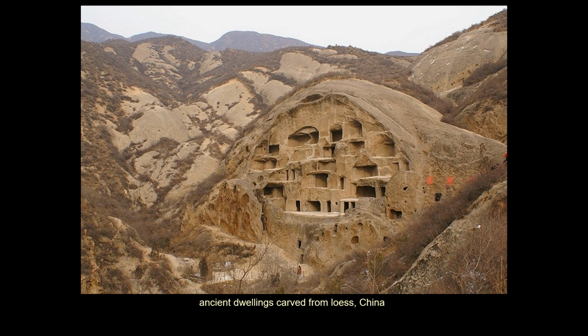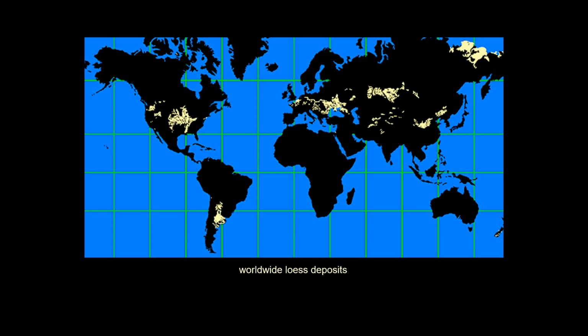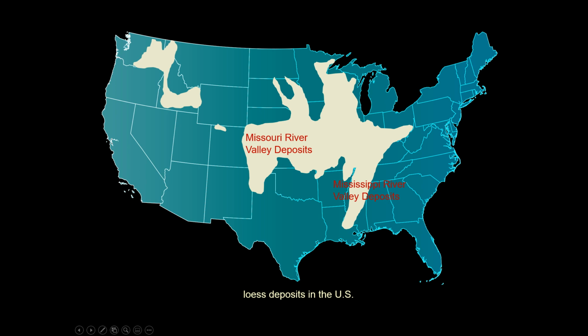Here's an ancient dwelling that was carved in loess in China. So again, another example of a home that was created out of loess. And just to show you worldwide loess deposits, there's quite a bit that was deposited in the central part of the U.S., including some in Oklahoma, a little bit covering the panhandle. So I'm zooming in here on some large loess deposits, Missouri River Valley deposits and the Mississippi River Valley deposits of loess.